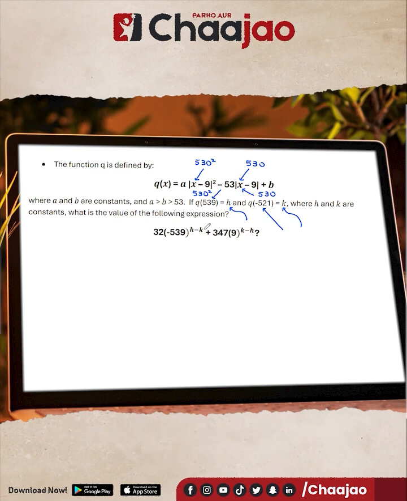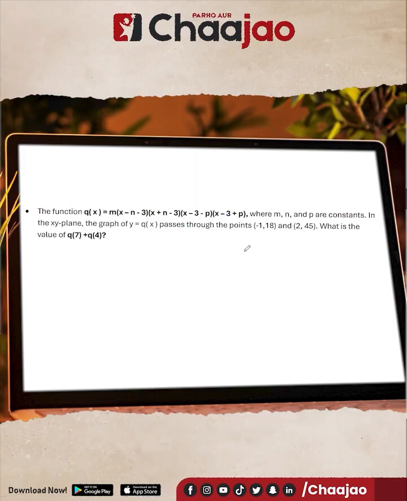Any number raised to the power 0 is always 1, and 1 times 32 is 32. And for the other, the exponent would be 0 again, because k and h are also equal. So 9 raised to the power 0 is 1, and 1 times 347 is again 347. All you have to do is add these two numbers, 347 plus 32, that comes out as 379. Now let's have a look at one more question.